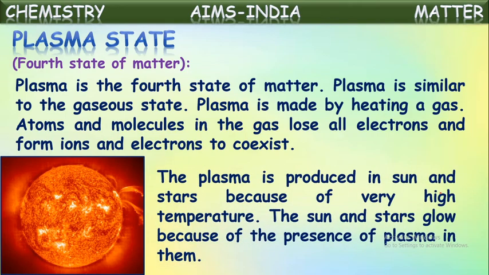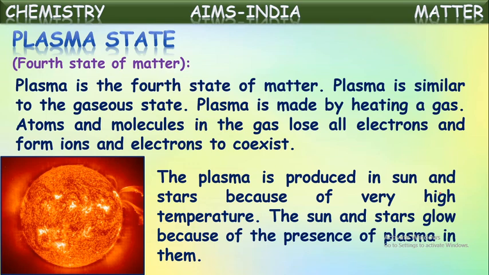See here, one familiar example for us where plasma exists is the sun. The plasma in the sun and stars is produced because of very high temperature. There will be continuously very high temperature there. Because of this high temperature, the gases present in the sun and stars are completely ionized. What's the meaning of ionization? The molecules and atoms present in those gases lose their electrons completely. Then ions and electrons coexist. That is why plasma is created in them. The sun and the stars glow because of the presence of this plasma in them.